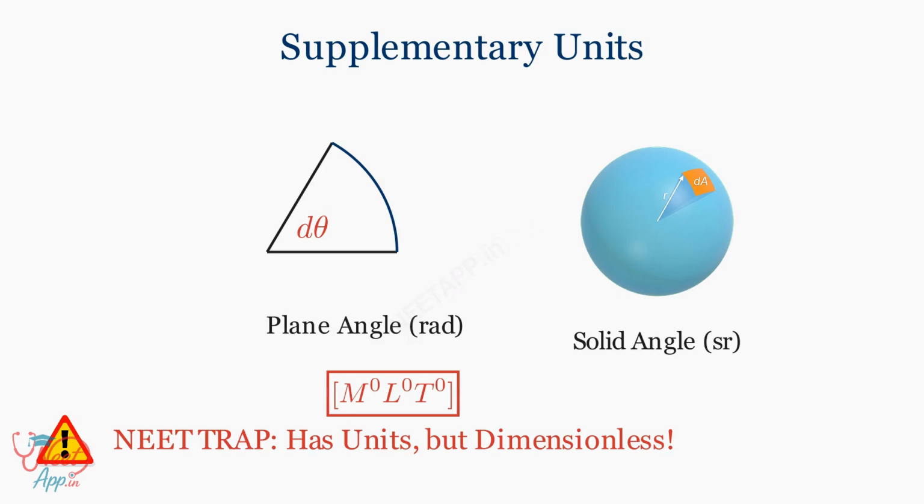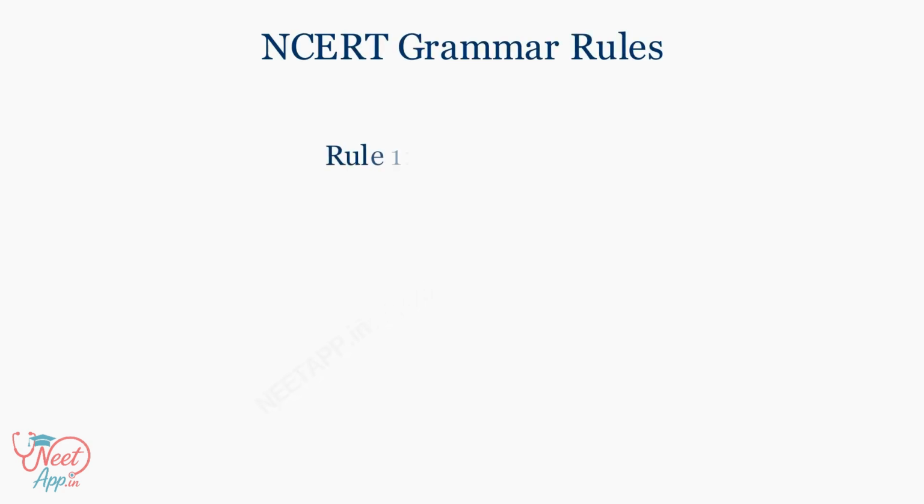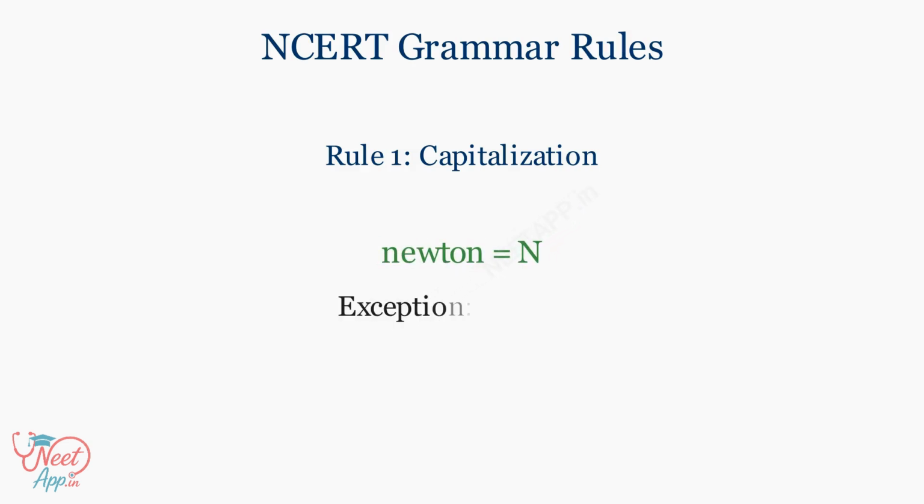Now, let us talk about the grammar of physics. If you want to survive NEET assertion-reason questions, you must memorize the strict NCERT spelling rules. Rule number 1, capitalization. When writing a unit named after a scientist like Isaac Newton, the full word is never capitalized. You write newton in all lowercase, but its symbol gets a capital N. For normal units like the meter, both the word and the symbol are lowercase. The only exception, the liter. It uses a capital L, so it doesn't look like the number 1.